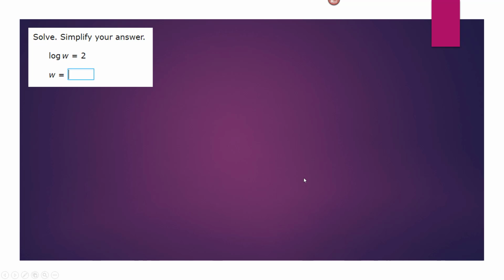All right. In a similar example, we're looking at log of w is equal to 2. I want to remind you that when we have just log, the base is 10. So it's log base 10, or rather 10 raised to the second power is going to be equal to w. Okay, we start at the 10. This is our exponent. It's equal to w. And of course, we know 10 squared is equal to 100.